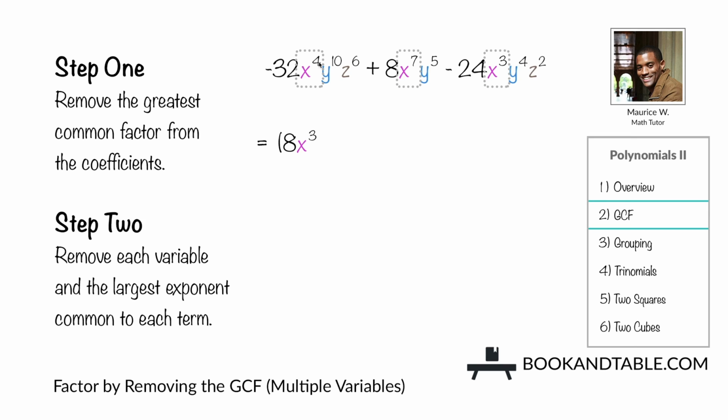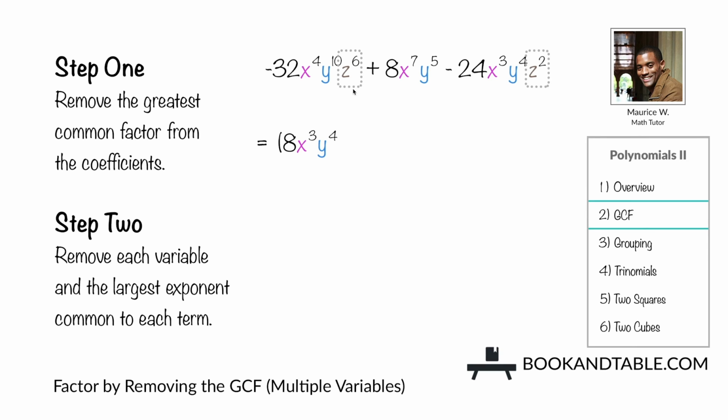X to the 4th, for example, cannot be removed, since this term does not have 4 x's to take out, but it does have 3. We then look at the next variable, y. We have y to the 10th, y to the 5th, and y to the 4th. 4 y's are common in all three, so we can remove y to the 4th.